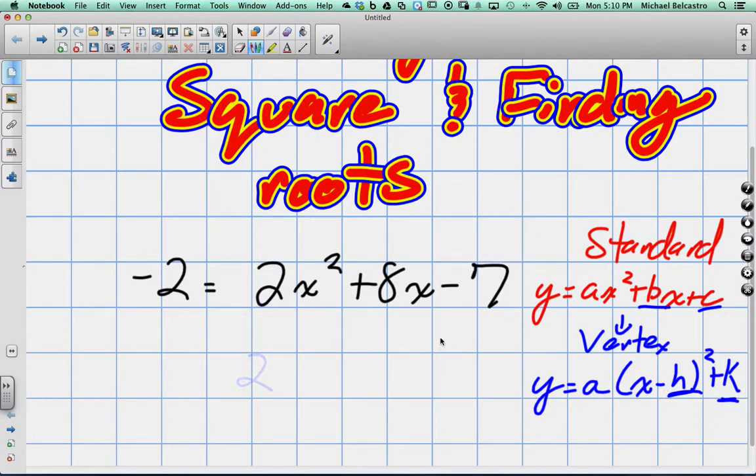The first thing we're going to do is we're going to set it equal to 0. This is vertex form, and we're going from standard to this form. And that's what completing the square is. So let's put this standard form right now. We're going to set it equal to 0.